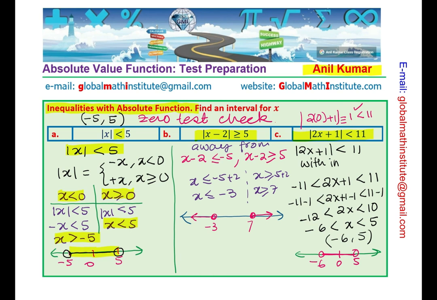And if you apply the zero test, 0 if you put in the inequality, 0 minus 2, absolute value is 2, which is not greater than or equal to 5, and therefore it is not a part of solution as clearly shown. The only part of solution is away from right side of 7 and left side of minus 3. 0 is not a part of solution, and therefore using 0 test we could check that our answer is perfect.